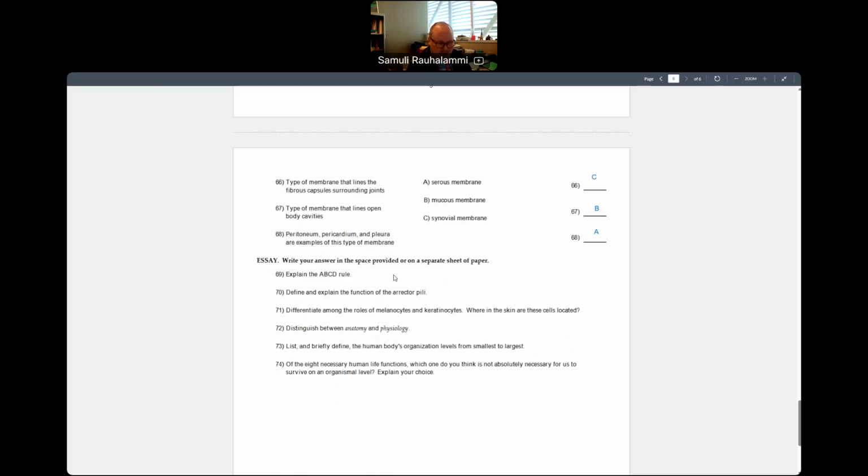The ABCD rule refers to the skin cancers. We look at asymmetry, border irregularity, color variation, and diameter. Sometimes evolving is added to this as a letter E. Erector pili is something we already mentioned, those little muscles attached to hair that help to raise those, so getting goosebumps. Melanocytes and keratinocytes. These are skin cells of the epidermis.